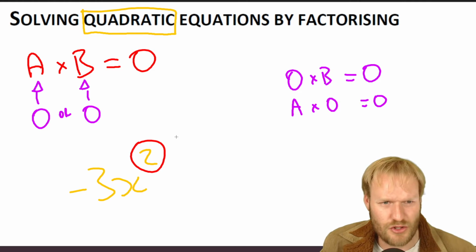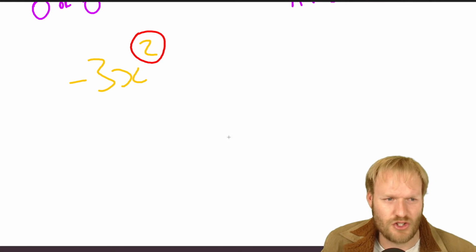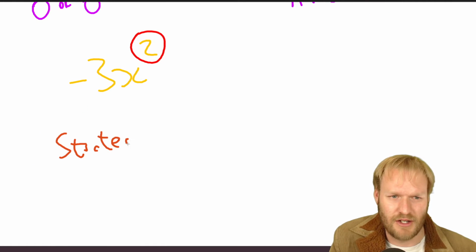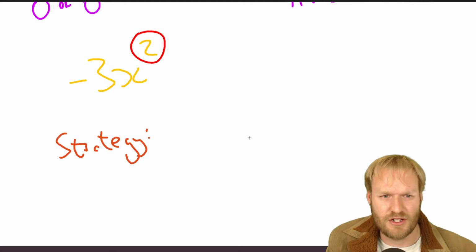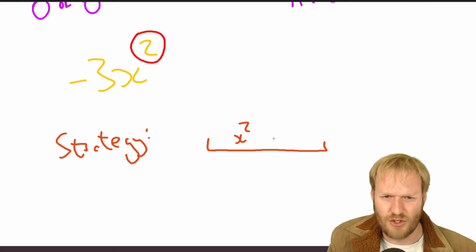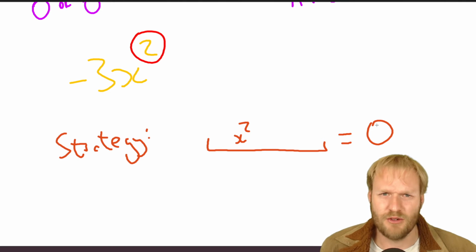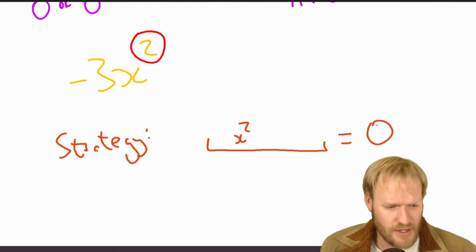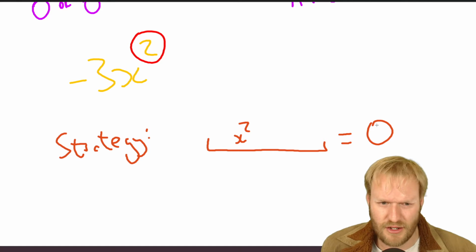To solve these, if we want one golden strategy that's going to guide us here, our strategy is that we're going to rearrange so everything's on the left-hand side, some x squared and whatever else there is, and we're going to have equals 0 on the other side. So that's our strategy. We've got quite a few examples, so let's take ourselves through them and see where it gets us.